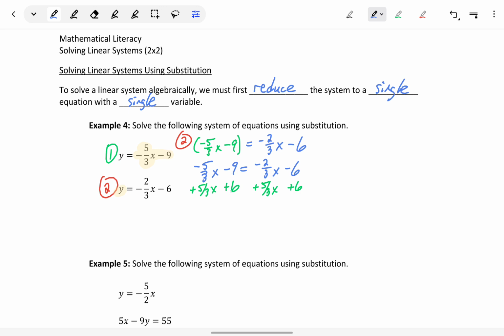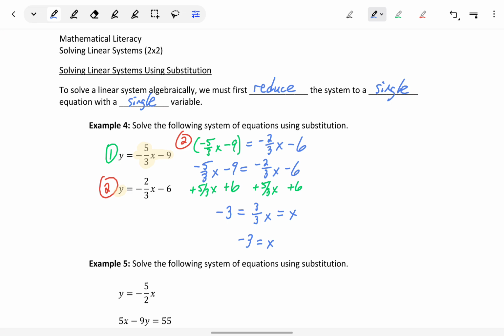which will give us -9 plus 6, or -3, is equal to -2/3 plus 5/3, which will end up being 3/3 times x, or just 1 times x. And we have our solution, -3 is equal to x. So we reduced that system of two equations down to a single equation with one variable, and we solved it using methods we've established before. That gets us half of our solution.